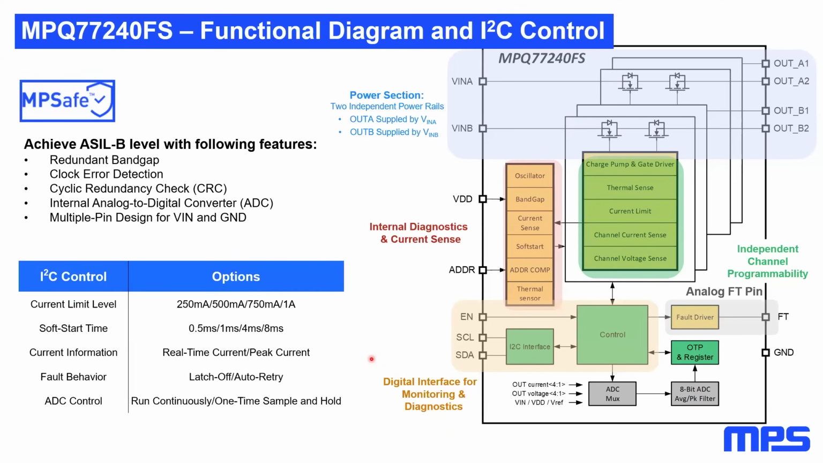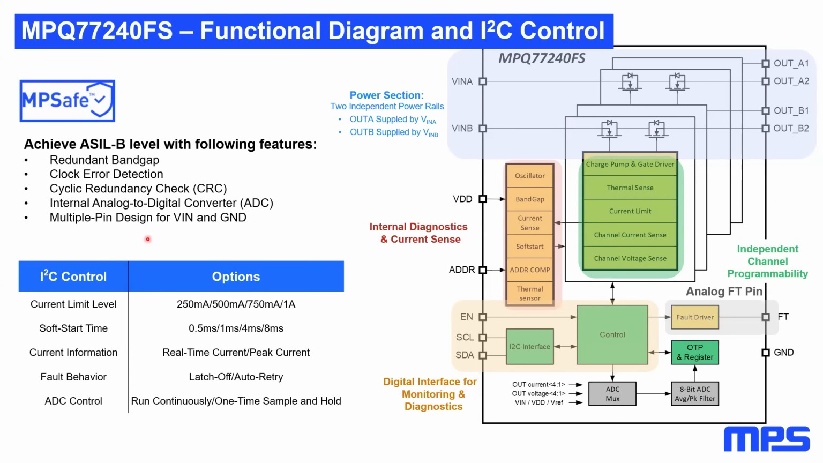For the safety, we have an analog fault pin that can be used as an indicator in case, for example, we lose the I2C communication in a limp home use case. And for the ADAS, always, we have internally redundant band gap, a clock error detection, a cyclic redundancy check, CRC, and multiple pins for the V-in and the ground. So in case we lose one of the V-in pins, we do not lose the power on the IC. And also the same case for the ground.